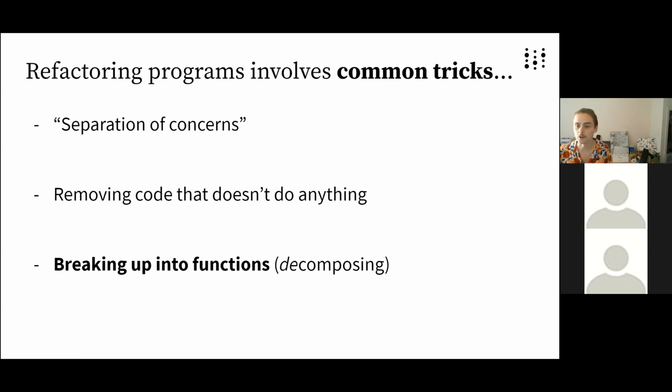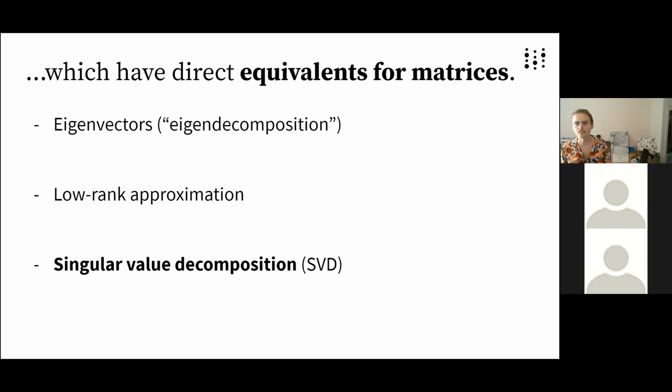We also remove code that doesn't do anything. Oh, I don't actually need to check that. It's guaranteed not to have that value. This code is dead. It no longer refers to anything of use. Those are examples of refactoring tricks. Breaking up into functions is another important refactoring trick, decomposing functions that have been already pushed together too much. And these all have direct equivalents for matrices.